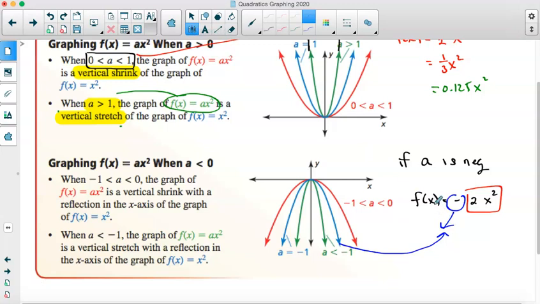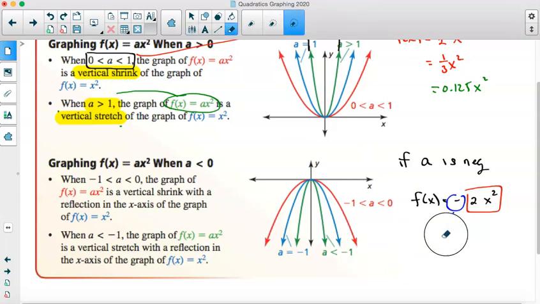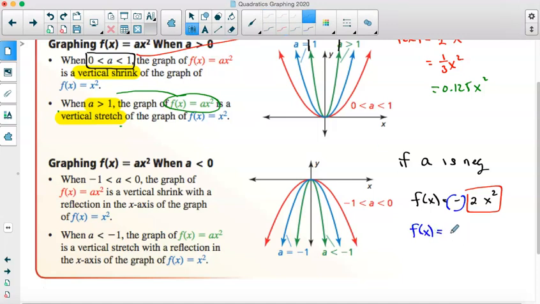If you want to think about this, I'm going to erase this here for a second, and I want to rewrite this function as f of x equals -1 times 2x squared.